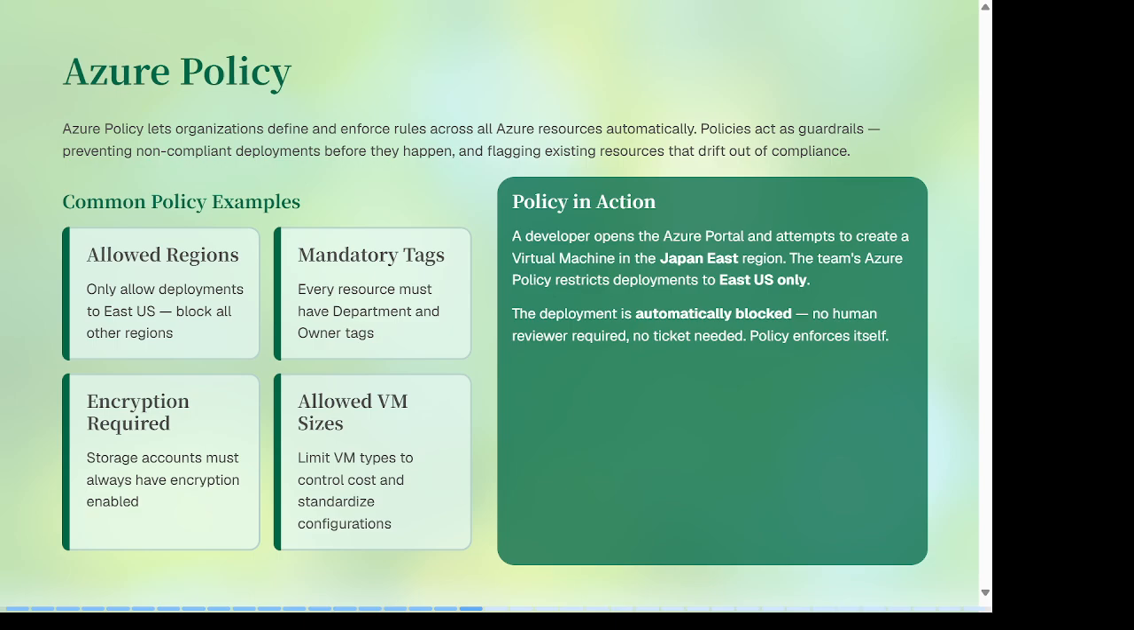Why is Azure Policy important? In real world organizations without policies, developers may deploy resources in different regions. Security settings may vary across teams. Costs may become unpredictable. Compliance requirements may be missed. So here Azure Policy ensures consistency, security, compliance, cost control. All this automatically.